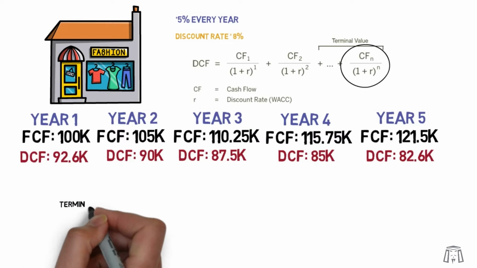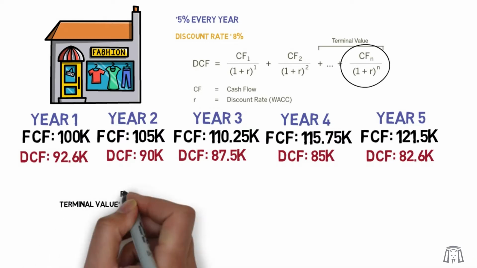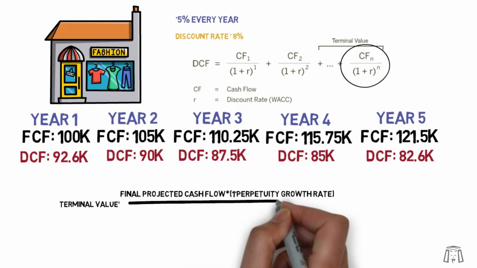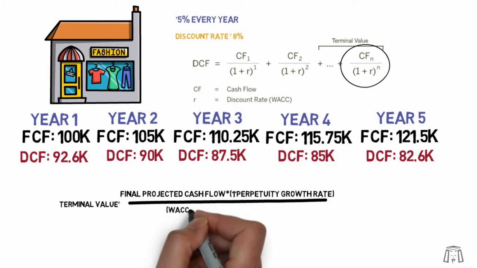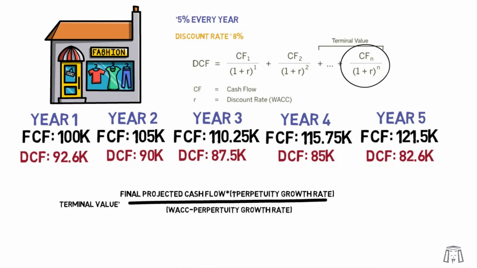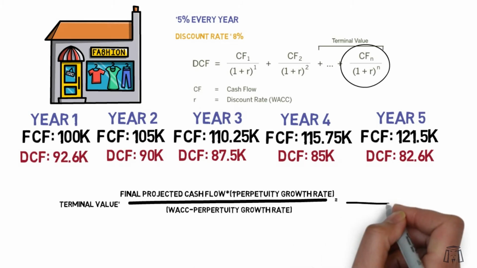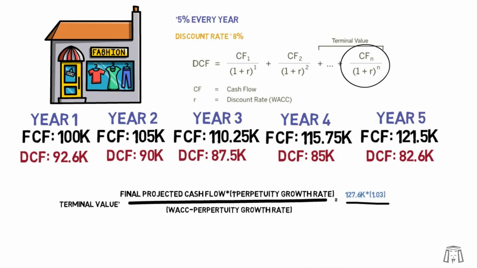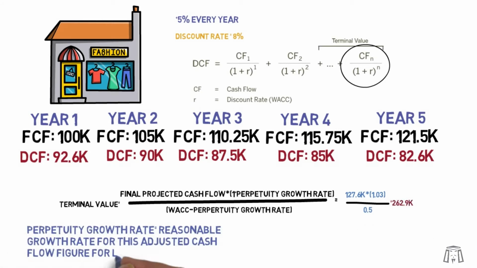Not over though, because you need also to calculate the terminal value, which is the final projected cash flow times 1 plus perpetual growth rate divided by the discount rate minus the perpetual growth rate. In this case, we use the discounted cash flow of year 5 and the perpetual growth rate of 3%. The perpetual growth rate refers to, let's say, an infinite series of identical cash flows.